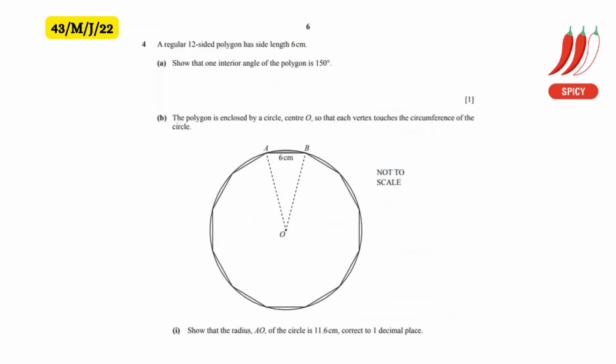Question 4 says a regular 12-sided polygon has side length 6 centimeters. Show that one interior angle of the polygon is 150 degrees. So for one interior angle, the formula we use is n minus 2 times 180 over n, where n is 12 because that is the number of sides. So 12 minus 2 times 180 over 12, and that gives us 150 degrees as shown in the question.